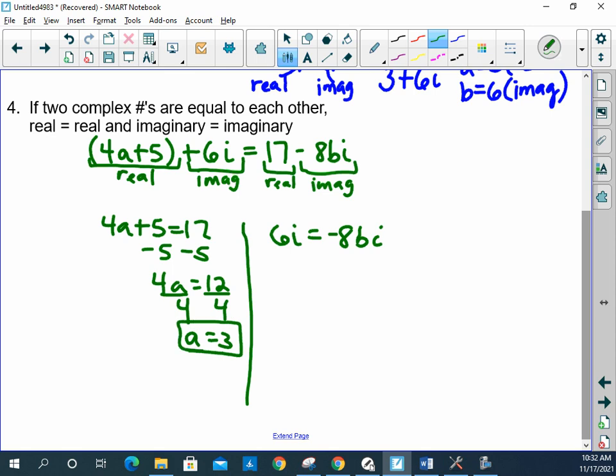On the right-hand side, now since both sides have an i on it, you can cancel the i's out. So the i's drop out. So you're left with 6 equals negative 8b. That becomes a basic one-step equation. So you get negative 3 over 4 equals b.